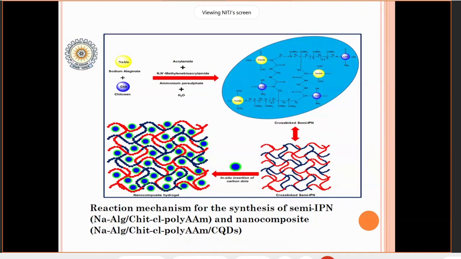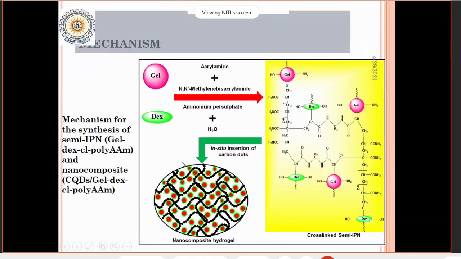And we could also prepare such nanogel composites using carbon nano dots. So this is the mechanism of how we could prepare the gel, and then how these carbon nano dots were introduced within the gel matrix. Similarly, with different sources, the insertion of carbon dots was there, and we could prepare that.